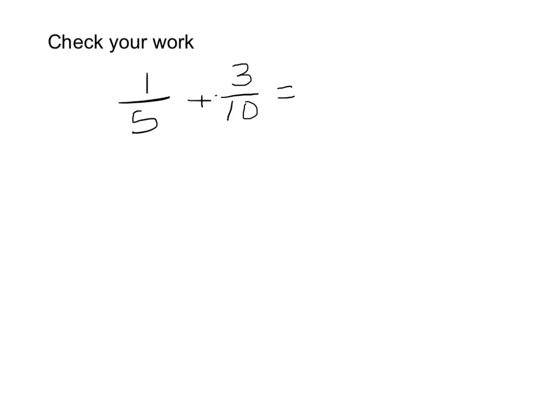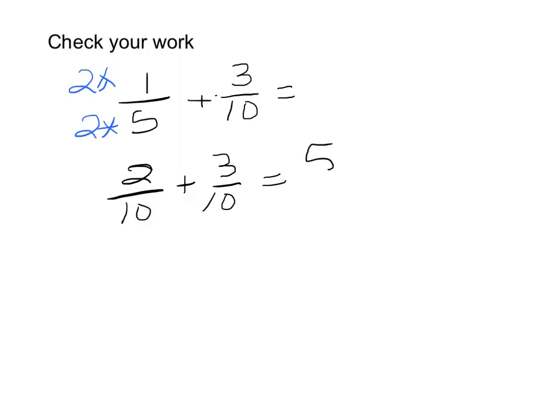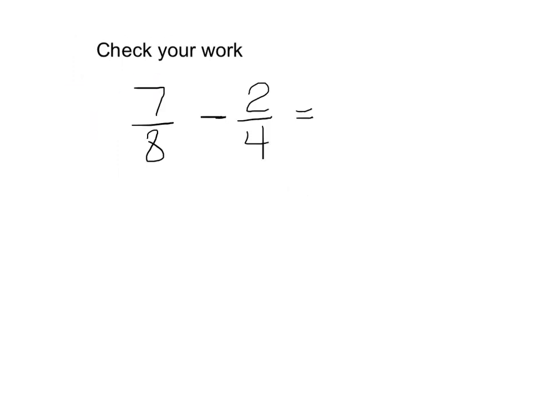If I start out with 1/5 plus 3/10, I know that I cannot add these until I have the same denominator. So the first thing I notice is that I know that 2 times 5 equals 10. So whatever I do to the denominator, I do to the numerator. So I'm going to do 2 times 1. I'm going to rewrite my problem. 2/10 plus 3/10 equals 5/10.